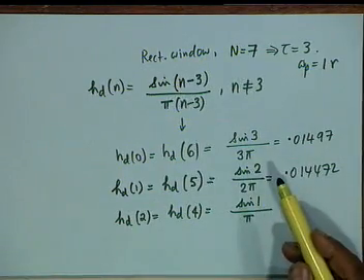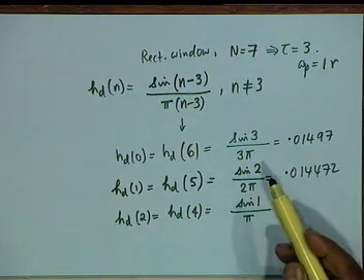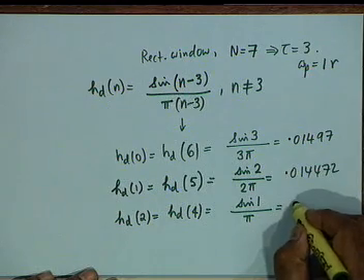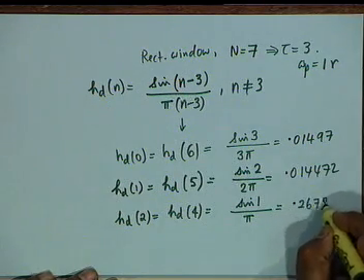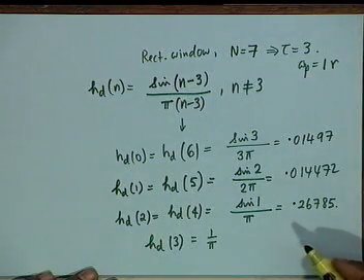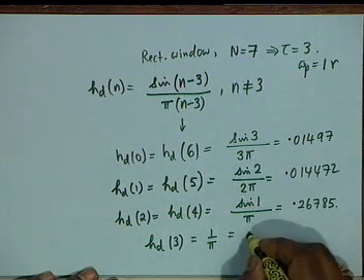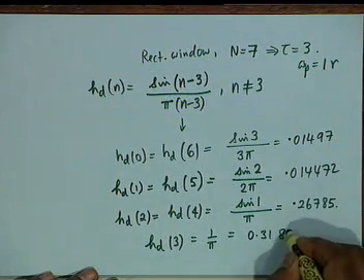Do you understand why the negative signs do not appear? Because both are negative, numerator and denominator, and this comes as 0.26785. And finally, hd of 3 is 1 over pi. If n equal to 3, it is simply 1 over pi, and that is 0.31831. We will show next time how the frequency response looks like with this kind of a window.